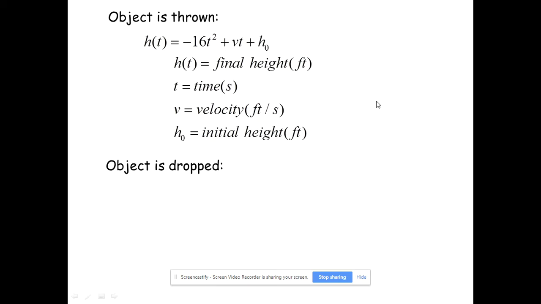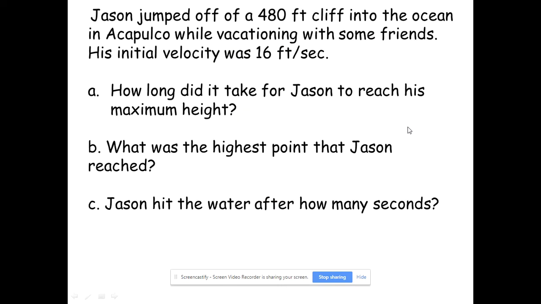If an object is dropped, then there's no initial velocity, so this term here would go away, and your equation would just be −16t² + h0. So let's take a look at an example using this. Jason jumped off a 480-foot cliff in the ocean in Acapulco while vacationing with some friends. His initial velocity was 16 feet per second.